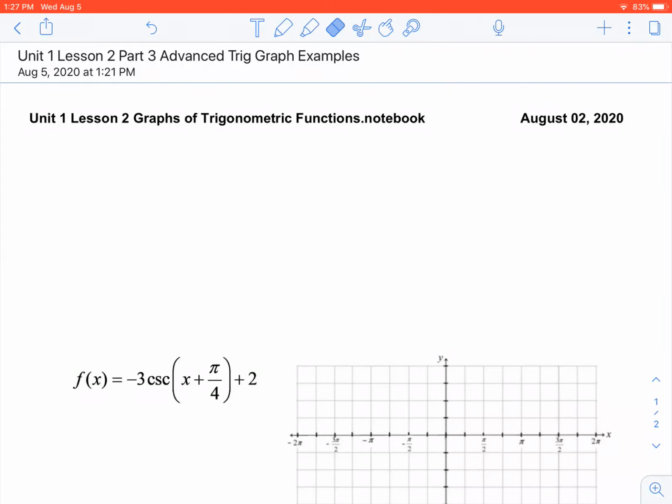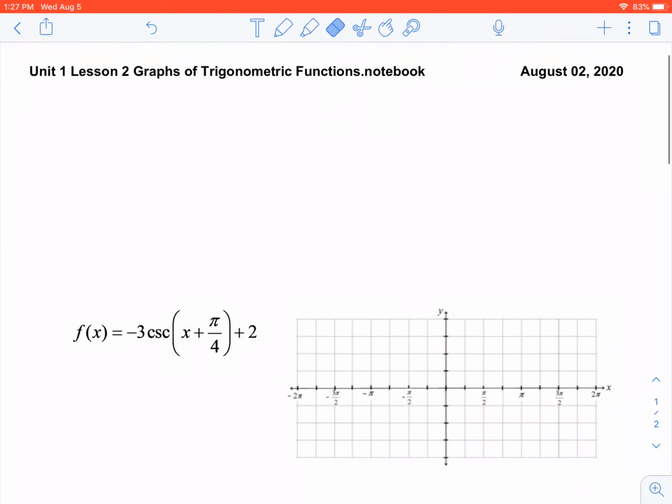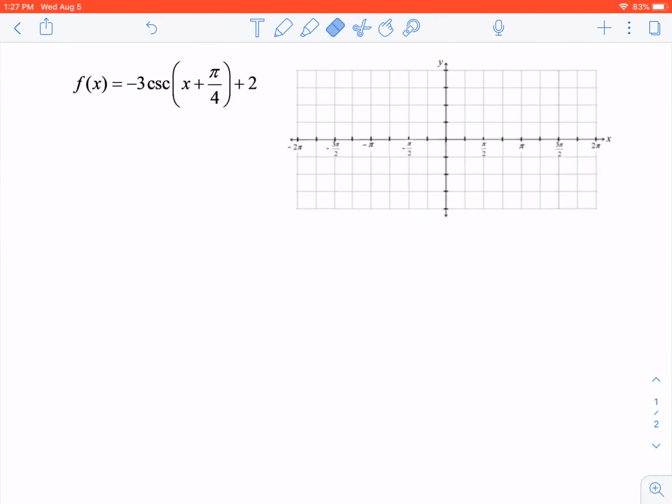Welcome to the last part of the third part, where we're going to do two examples of advanced trig graphs. So let's do this cosecant graph, and we can approach it in two different ways. Either way, I'm going to start with the table, but I'll show you a different approach. Let me get through one first.